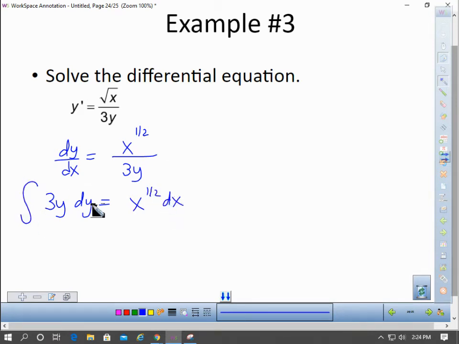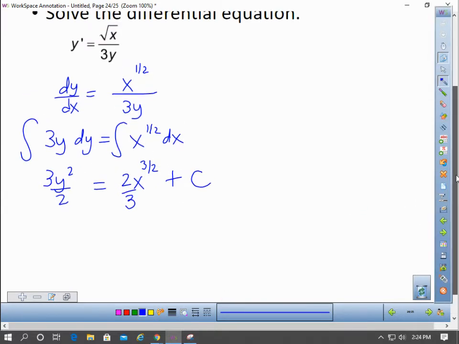So now I'm going to integrate both sides. The antiderivative of 3y in terms of y would be 3y squared over 2. The antiderivative of x to the 1/2, well, we're going to raise a power, which means I add my denominator to my numerator, so it'll be x to the 3/2. Instead of dividing by a fraction, remember we multiply by the reciprocal. So I'm going to multiply by 2/3 and then plus c. So I've just done the antiderivative of both of those.